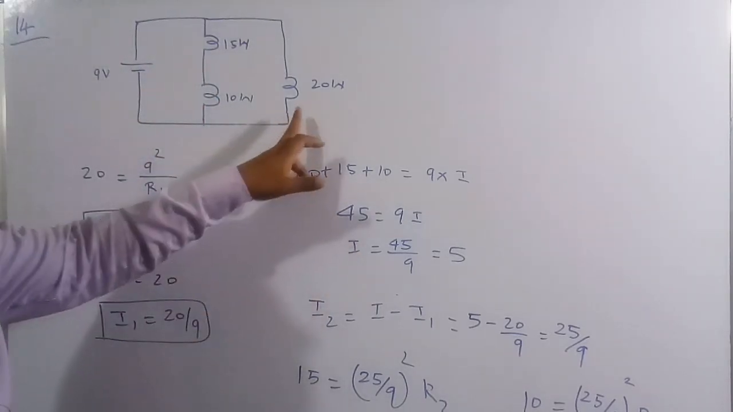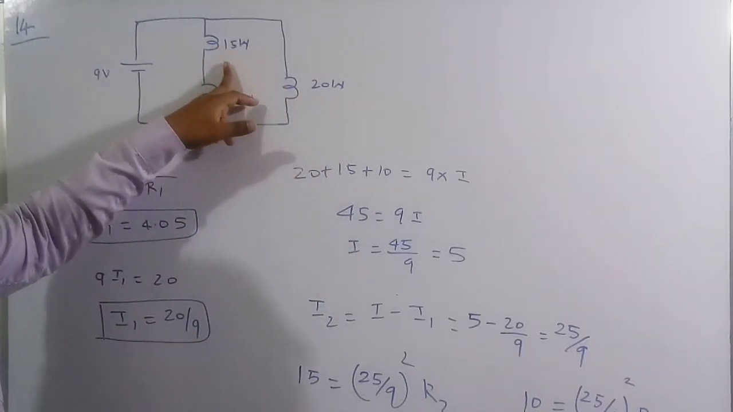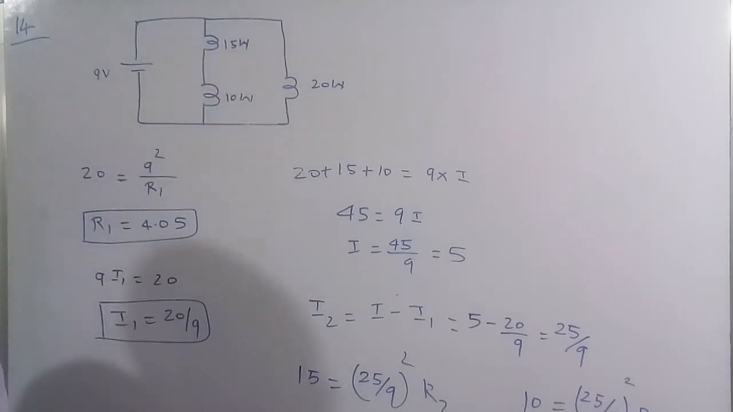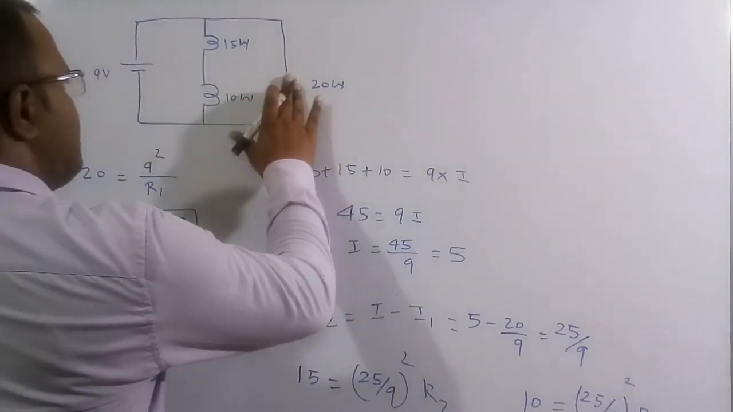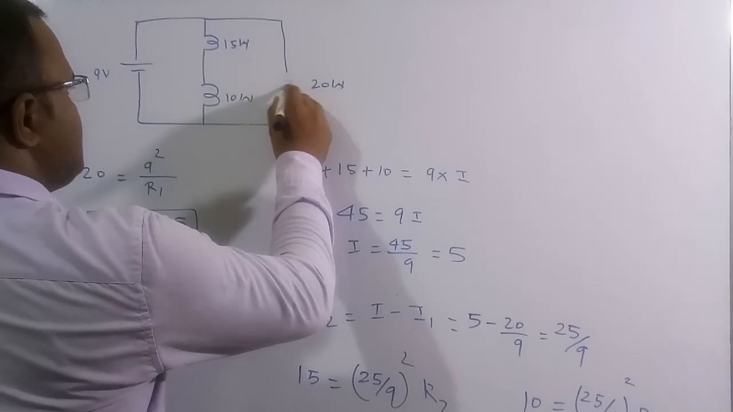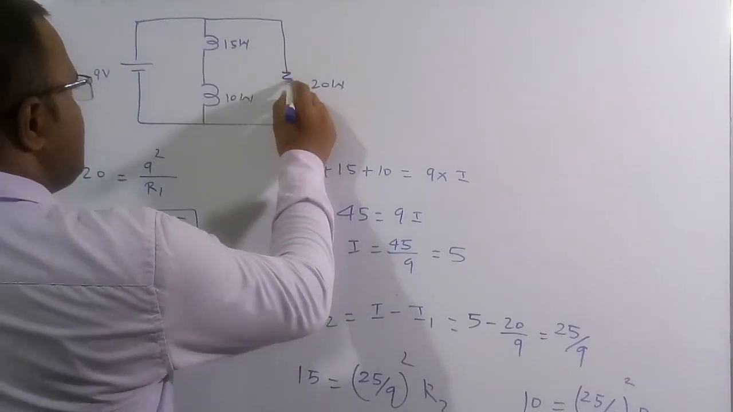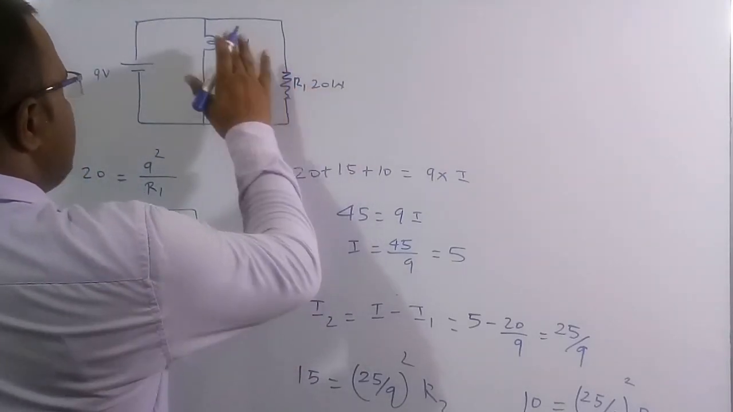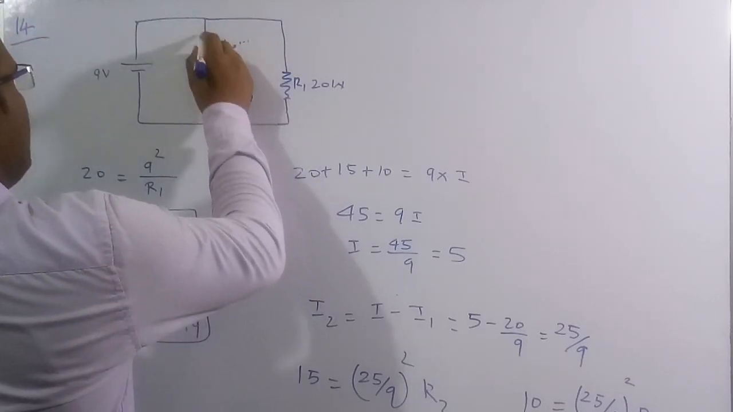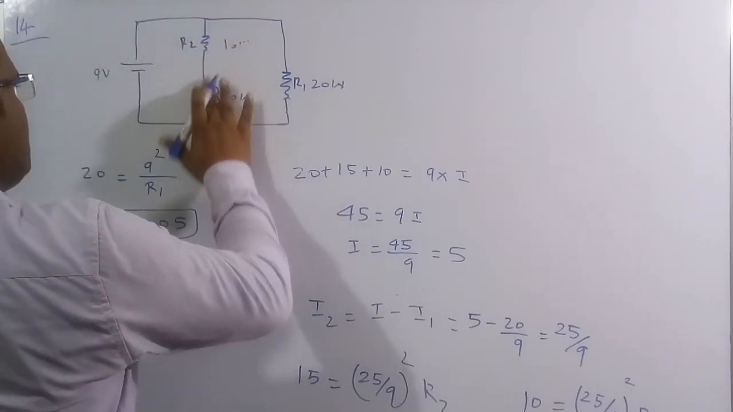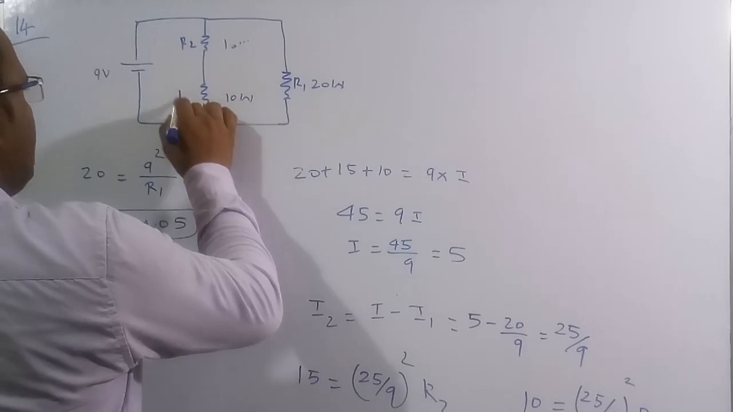So here we need to find the resistance of the 20-watt bulb, the resistance of the 15-watt bulb, and the resistance of the 10-watt bulb. So here I am going to replace all these bulbs with some resistors. Let me assume this value is R1, and similarly this value is R2 and this is R3. So we need to find the value of R1, R2 and R3.